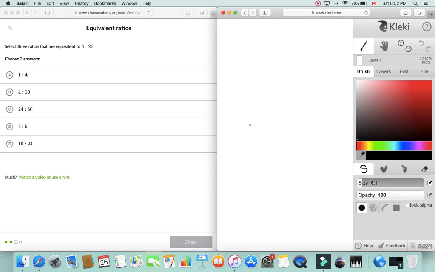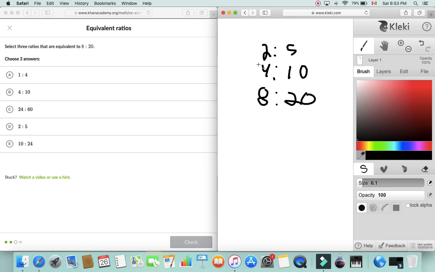Okay. Select 3 ratios that are equivalent to 8 and 20. So let's do it this way. I won't write down the answers this time. This time I'll do it like this and exit out on the way. Okay, so we can go down, obviously. 4 to 20, 4 to 10, and then we can get to at least 2 to 5.